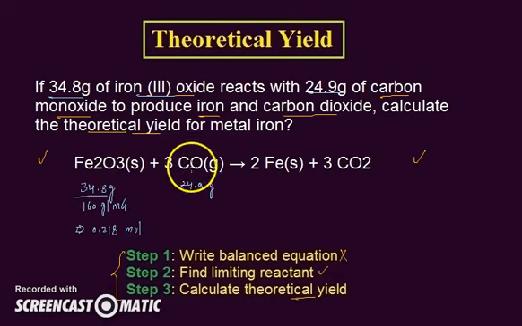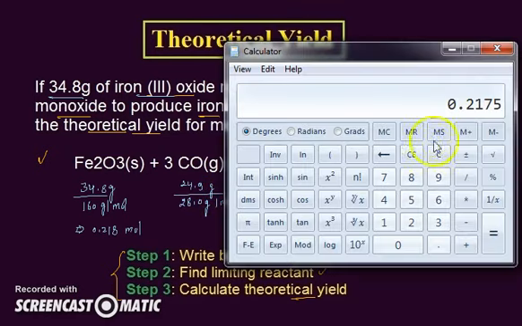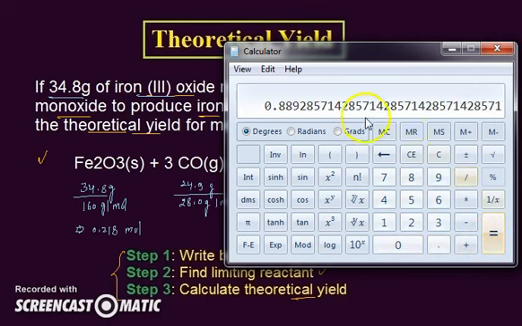In a similar way, we convert the mass of carbon monoxide into moles. We use the molar mass of carbon monoxide, that is 28.0, and the unit is gram per mole. We divide these numbers. Here we have a calculator, and the mass is 24.9 and it is divided by 28.0. This is the value we get.